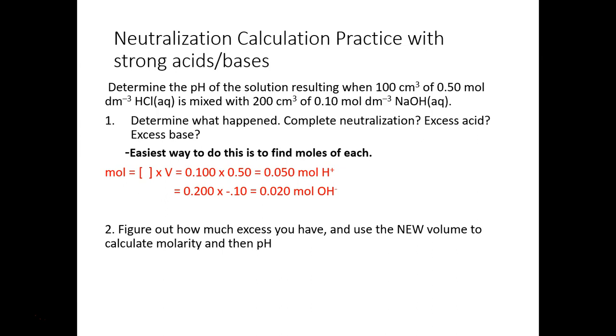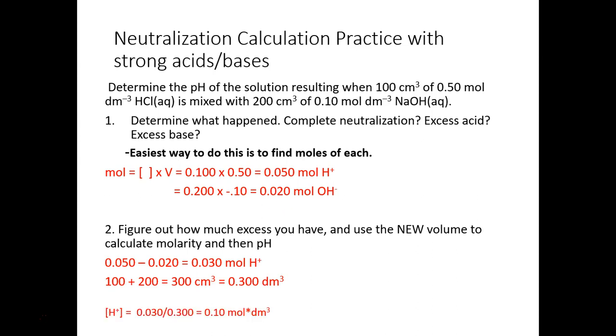To do that, all we have to do is subtract the number of moles of hydroxide ions from the number of moles of hydrogen ions. When I do that, I see that we have 0.03 moles of hydrogen ions remaining. Now, if I want to find out the concentration of hydrogen ions, I just have to determine the new volume. We had 100 milliliters of acid mixed with 200 milliliters of base, which gives us a new volume of 300 milliliters. When we convert that to cubic decimeters, we get 0.3. So the concentration of hydrogen ions will be 0.03 divided by 0.3, or 0.1 moles per liter.